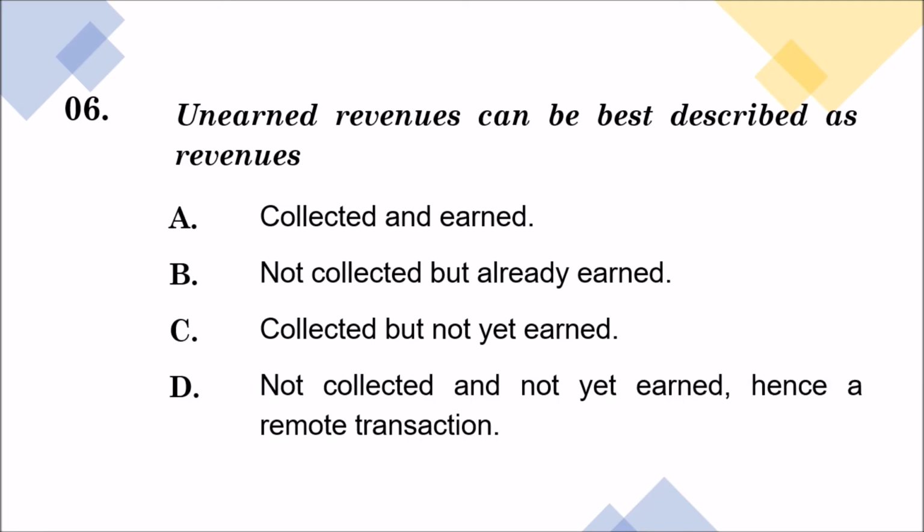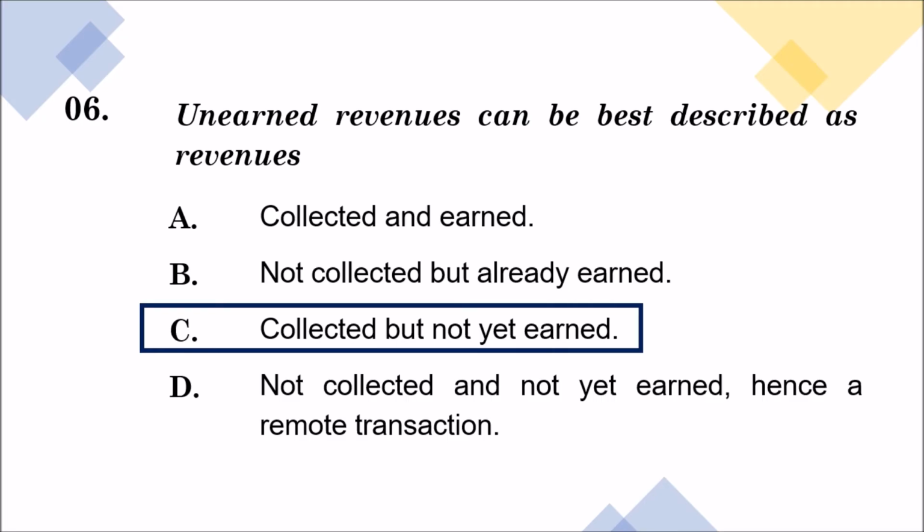The correct answer is letter C, collected but not yet earned. Unearned revenues are advance payments of customers in which the liability of the company is to render the service to their customers. So the correct answer is letter C. These are collected but not yet earned.